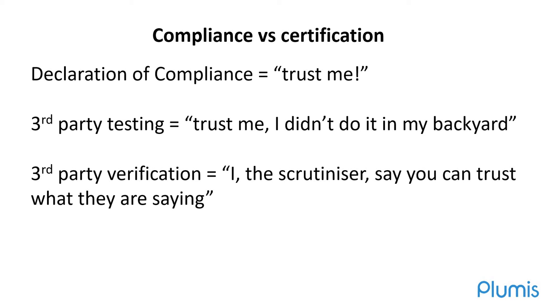A much better level than that is where there is a third party verification. So now the declaration is not coming from the first person, it's not coming from the manufacturer or installer. This is coming from a third party where they, as the scrutinizer, are saying that you can trust the evidence that's being provided by that first person. So this is basically an audited performance data or declaration of compliance, and is certainly much better than the first two.